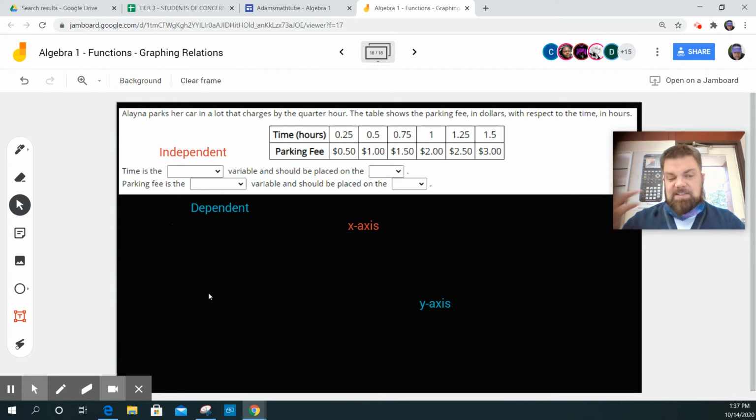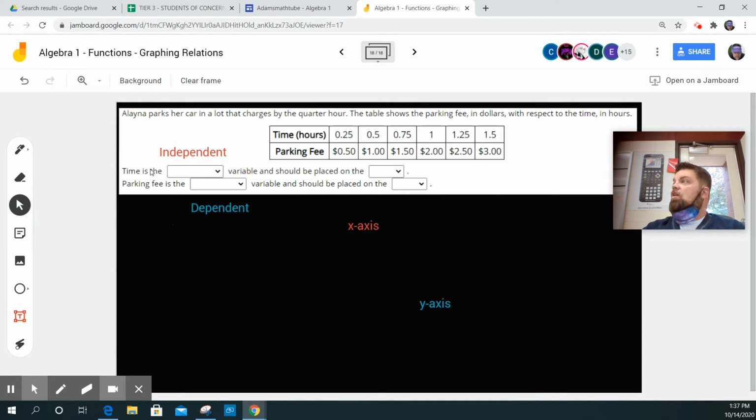Now, this is kind of hard, but like independent, I could choose to stay an hour. I could choose to stay 2 hours. I could choose to stay 15 minutes. It doesn't really matter. I could stay as long as I want to. But depending on how long I stay, my fee will be more or less. So the fee depends on the time.